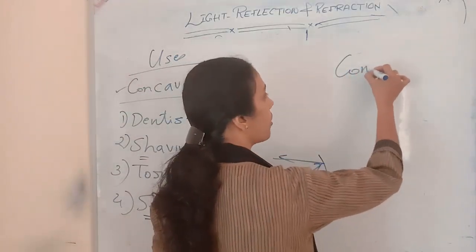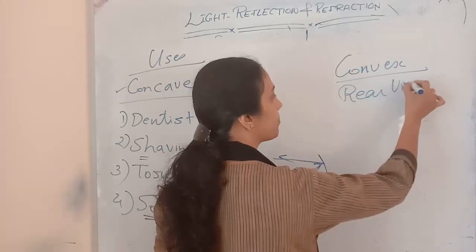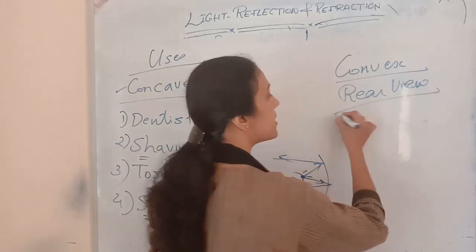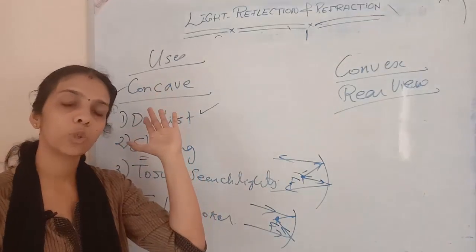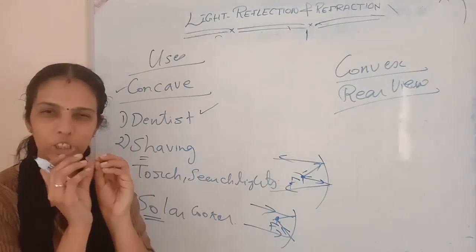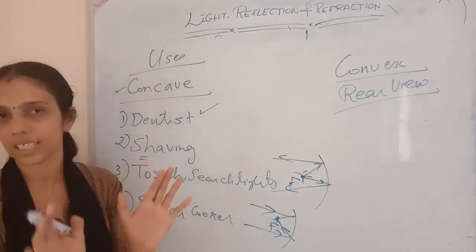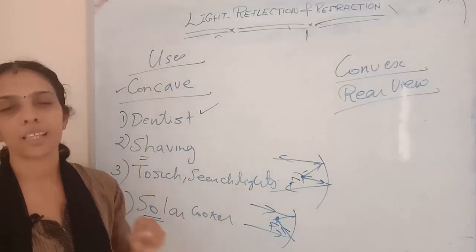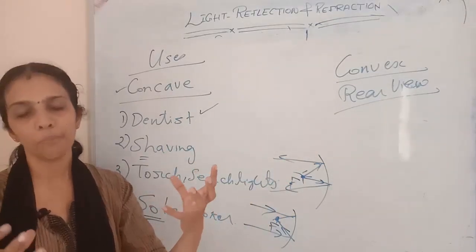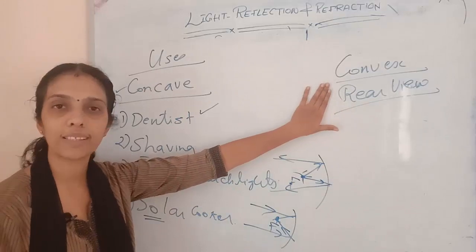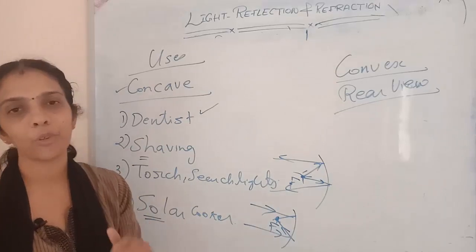Next is the convex mirror. A convex mirror is used as a rear view mirror. Why is it used as a rear view mirror? The image will be diminished. Far objects also appear very close to us, so it is helpful while we are driving. We use it as rear view mirrors in vehicles because we can observe a wide area in a small mirror. So that is the use of convex mirrors as rear view mirrors.